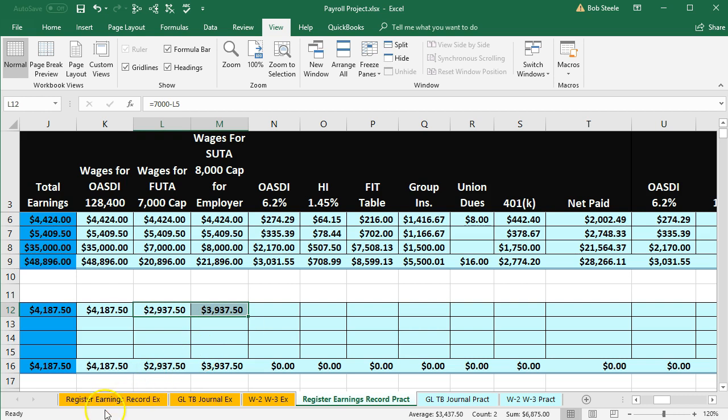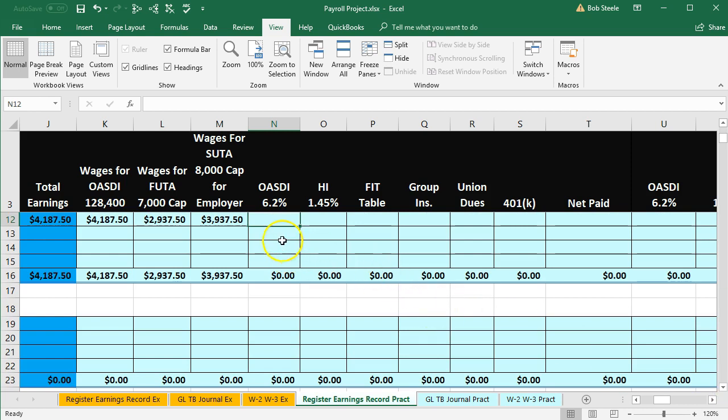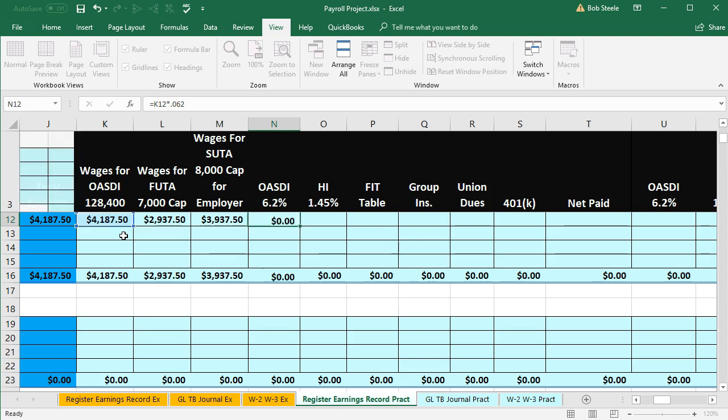So now we're going to do the payroll taxes. So we're going to scroll to the next item. So we are in N12. I'm going to scroll back down so we don't get confused on what we're calculating. So here we are. We're on the OASDI. We're going to pick up the OASDI wages times 6.2 or 0.062. So this equals, pointing to the 4,187.50 times 0.062 and tab.